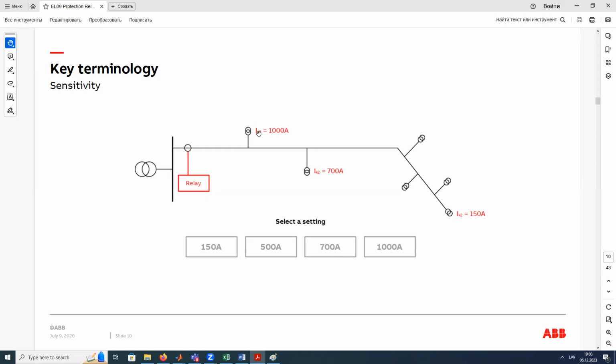And here we see these two-phase fault values. If we have a fault here, here, and here, we get 1000 amps, 700 amps, and 150 amps. And here we have the relay, whose task is to protect this line. Okay, it's not transmission, but mid voltage, but okay, this line to protect. The first question is, what should be the current set point for this relay? You have four variants: 150, 500, 700, and 1000. What do you think?